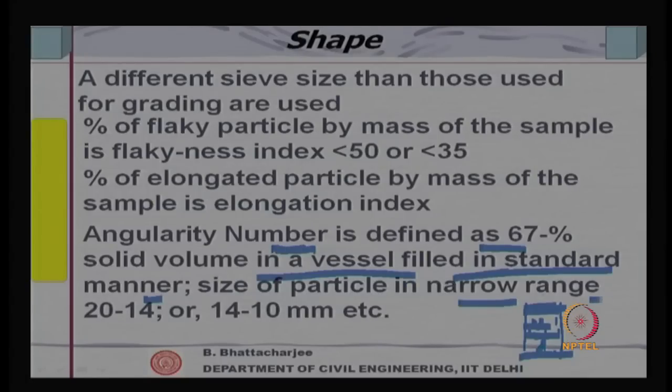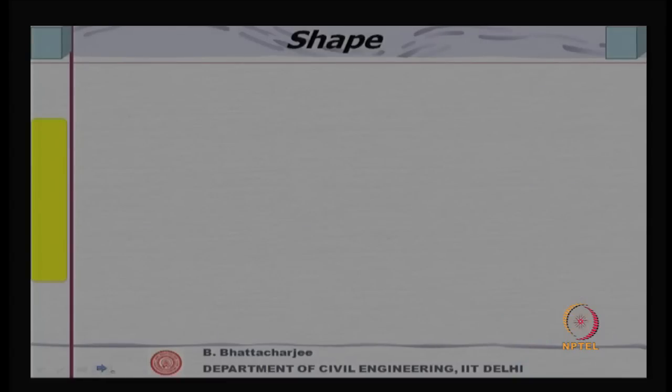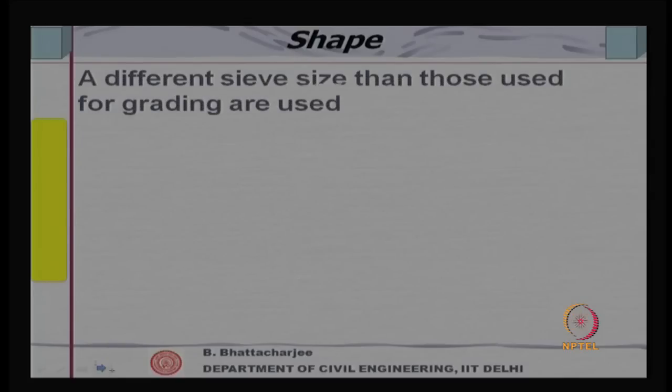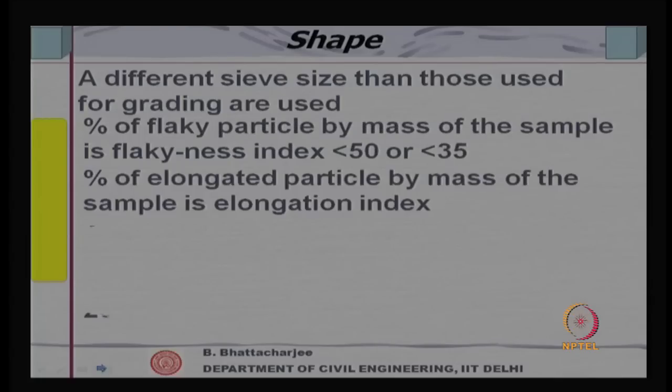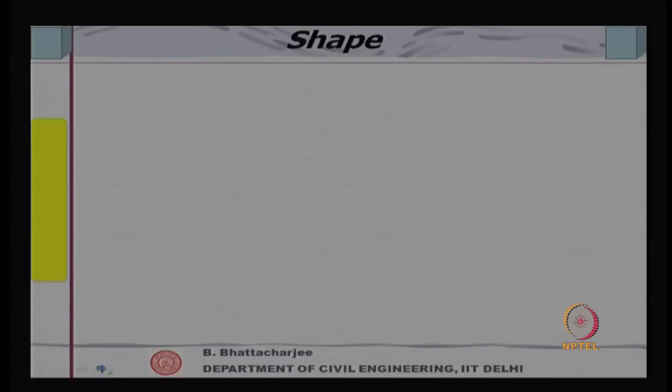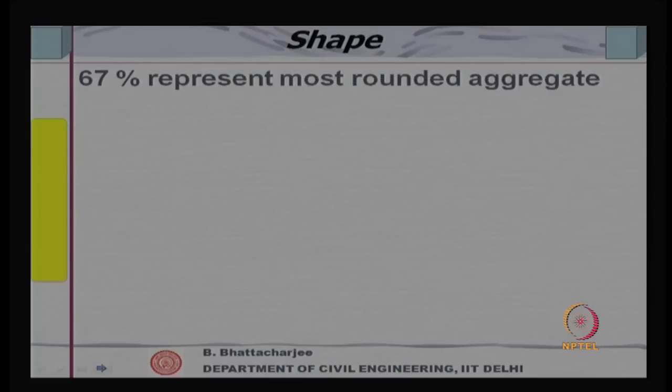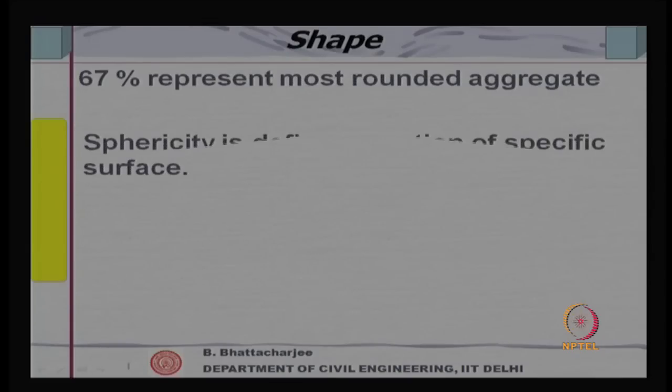The size is generally in the narrow range of 20 to 14 mm or 14 to 10 mm etcetera, depending upon the code and purpose. So, various codes use this angularity number. The ACI recommendation, for example, uses this angularity number. This is what the idea is. 67% represents the most rounded aggregate, and that is why 67% was used.